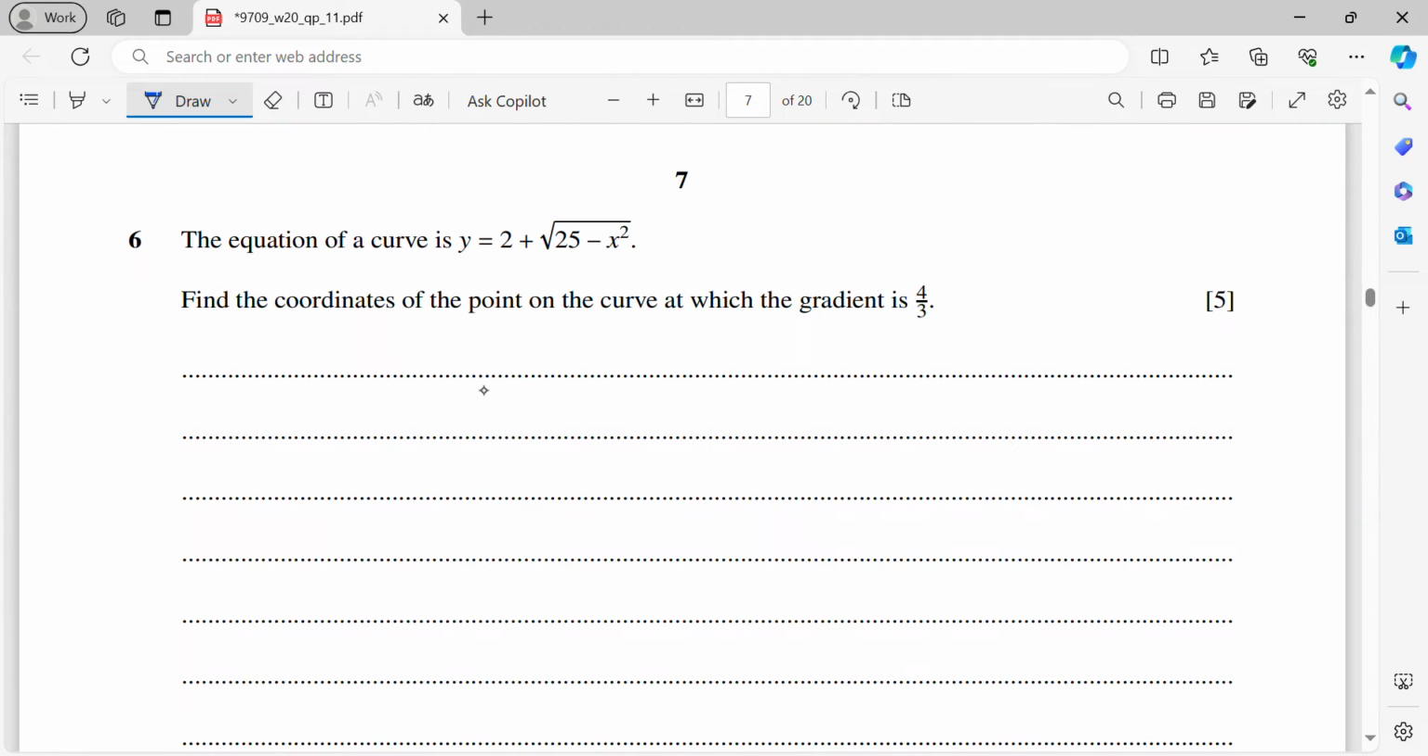Okay, now for question number 6. The equation of the curve is this. Now find the coordinates of the point. So only 1 point on the curve at which the gradient is 4/3. So now y equals 2 plus, okay, the square root I will change to the power of half because I need to find the gradient. This gradient is the same as dy over dx.